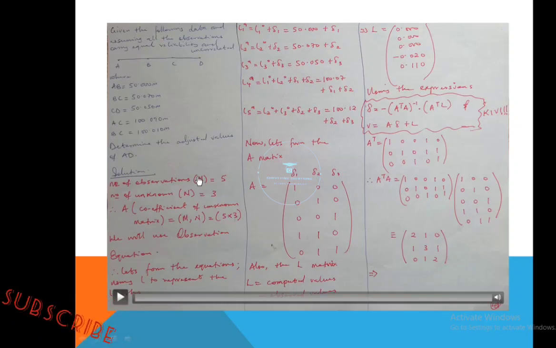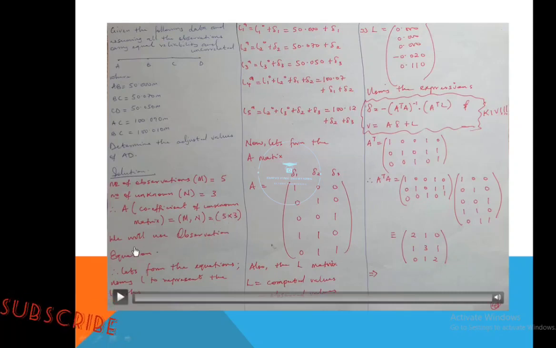From here we know that m in the observation equation method of least squares adjustment is the number of observations, and it's 5. Then n is the number of unknowns, and we have 3 here. Then we have a matrix A, which is the matrix of coefficients of the unknowns, and it is an m by n matrix, the number of observations by the number of unknowns. In this case we have 5 by 3.